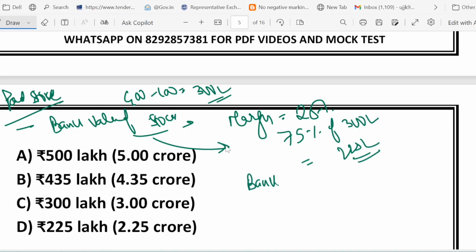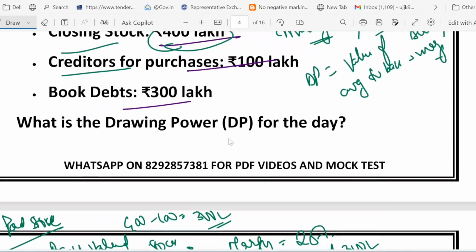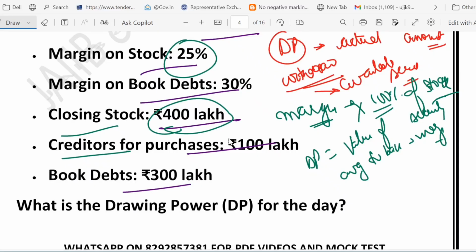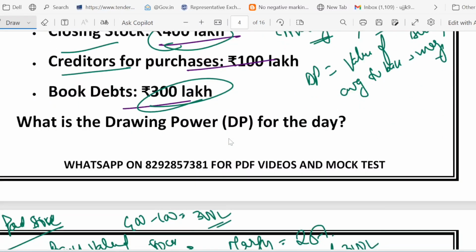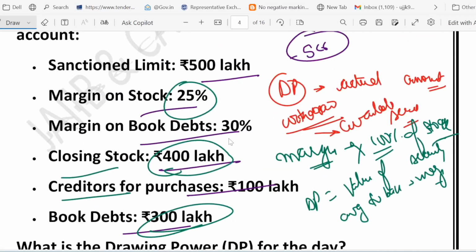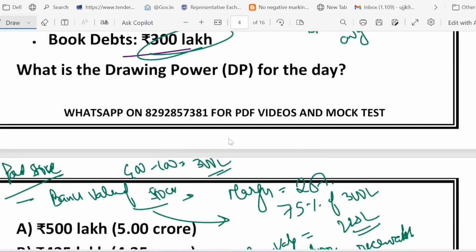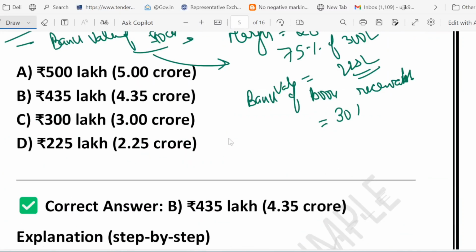What is the bank value of book debt? Book debt means receivable. Receivable means some amount which is still left to be collected from the customer. The bank will finance that, but creditor will not be financed by the bank. So the bank value of the book receivable will be how much? Very simple. You can see 300 lakh book debt is there, and as per the rule I told you, a margin of 30% has to be applied on book debt. More margin is there on book debt. So 30% of 300 lakh would be how much? I think it is 90 lakh.